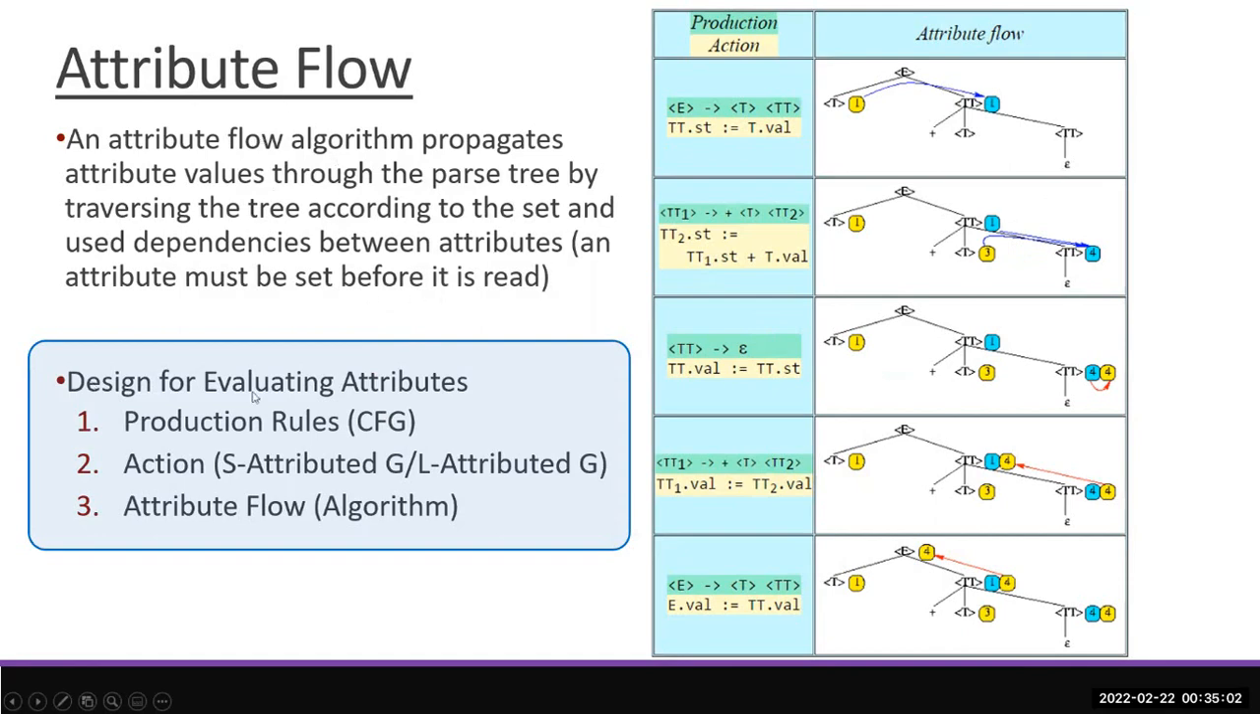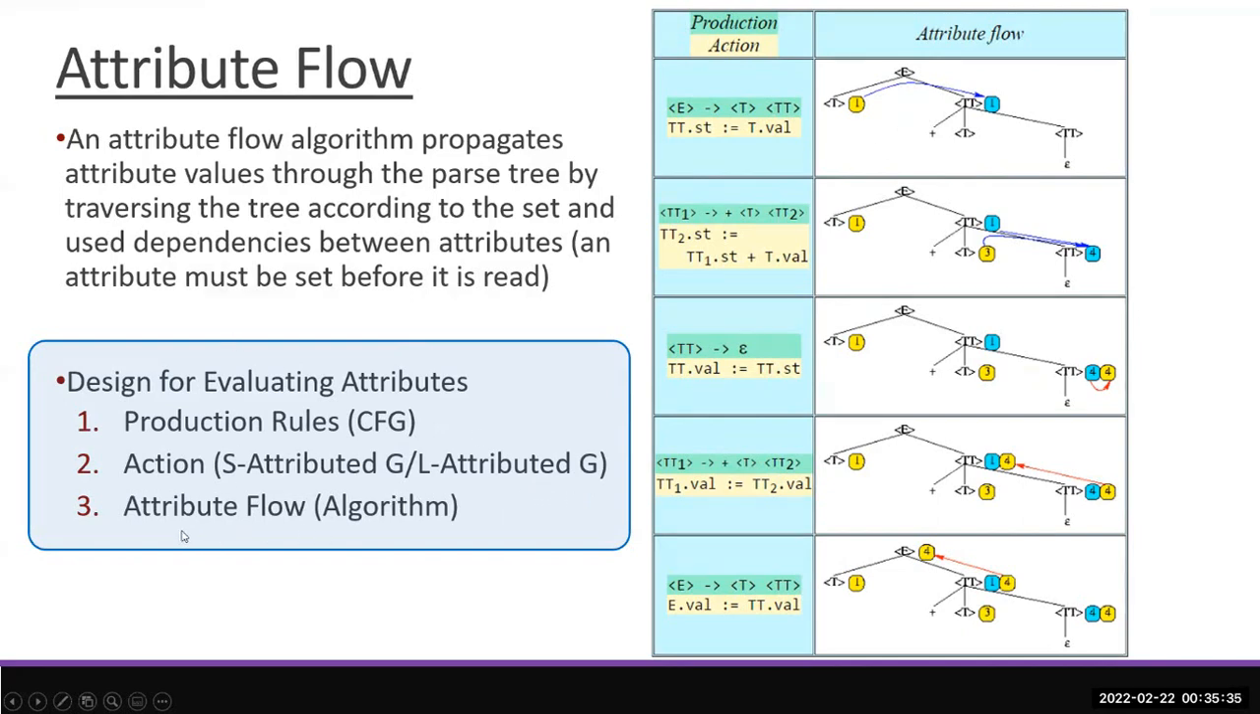So the design of evaluating the attributes includes the production rules, and you use the production rules to generate the so-called attribute grammar. You also know that each node should have the S attribute that gets the sum from the lower portion, or it gets the inherited value from its left-side brother, the L attribute grammar.